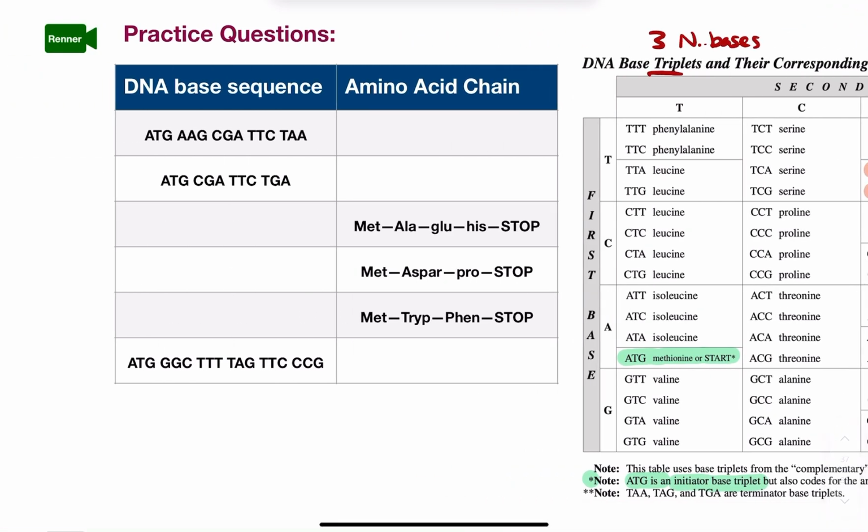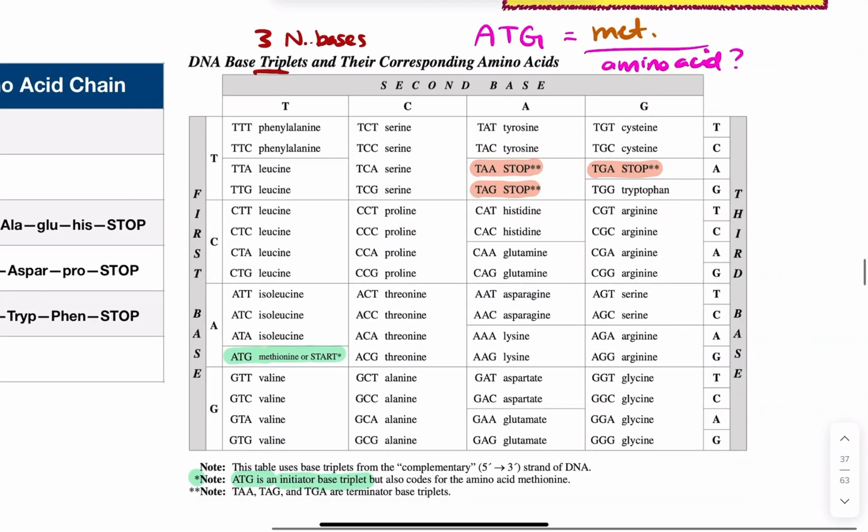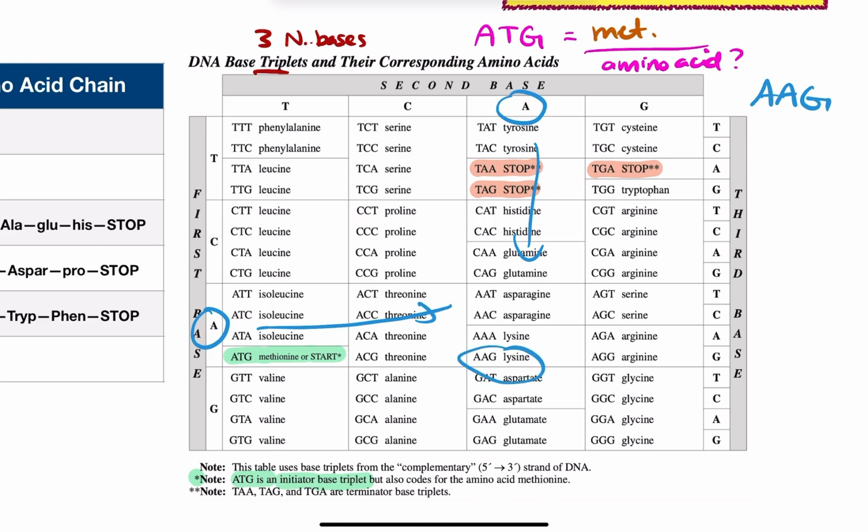Okay, let's do one more. AAG. I feel like I'm going to get interrupted here in a second. AAG. Okay. A, A, G. So it's lysine.